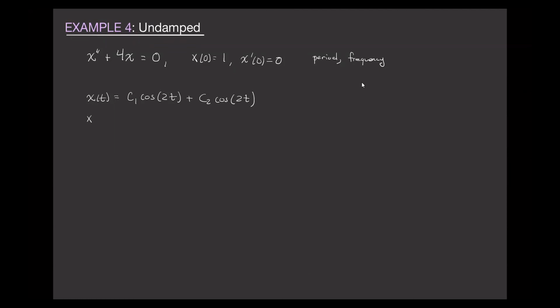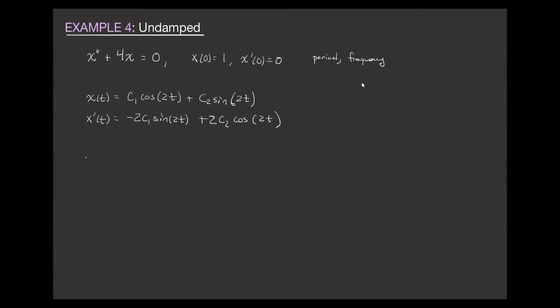If we do that, we're going to need to know x prime, which is going to be negative 2c1 sine of 2t plus, oops, I wrote this as cosine twice, but that should be sine, plus 2c2 cosine of 2t. And finally, x double prime will be negative 4c1. Actually, no, that's all I need.